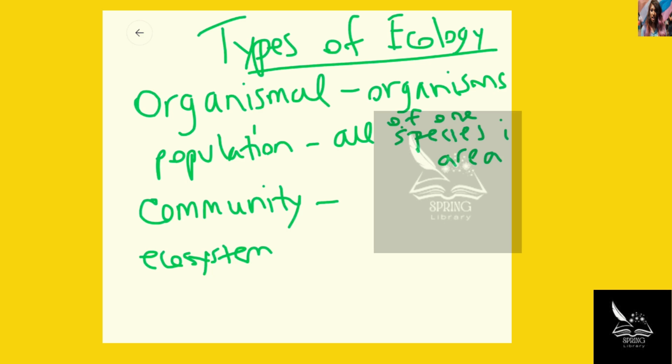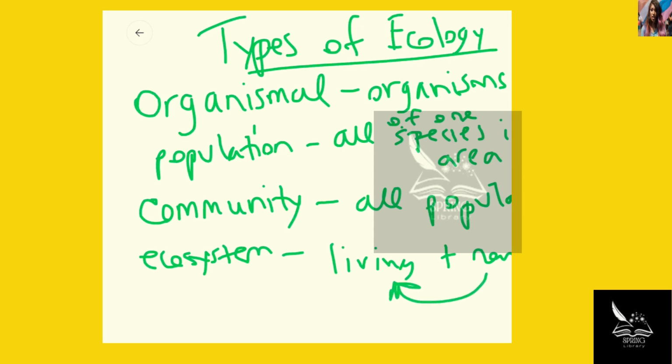forest. Community ecology looks at all the populations in an area, so all the living things and how they interact. And then ecosystem ecology looks at all the living and non-living things and figures out how the non-living factors are interacted with by the living organisms that live in the area.